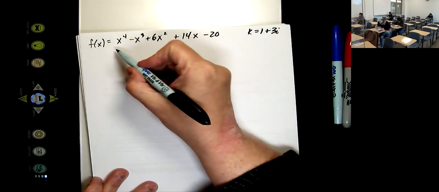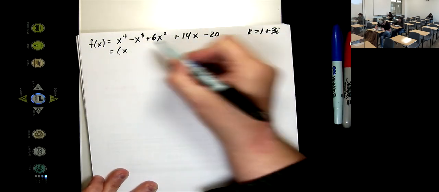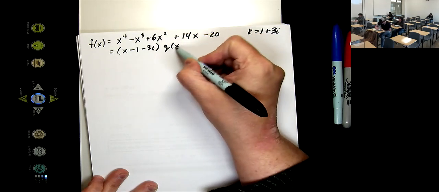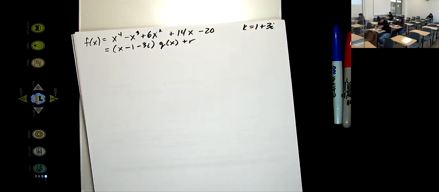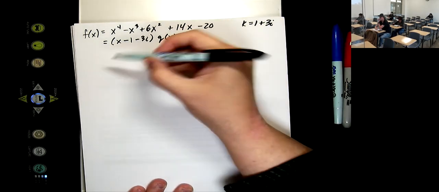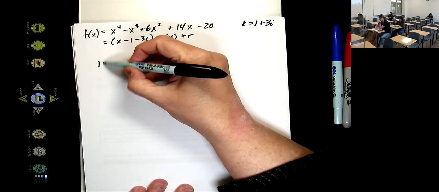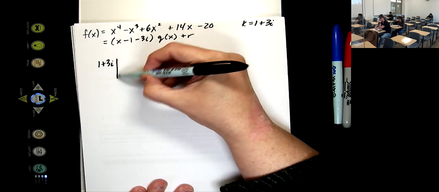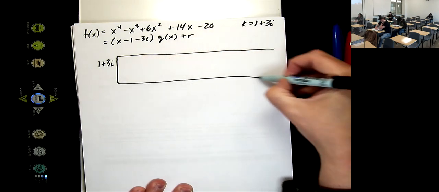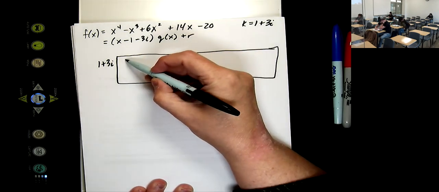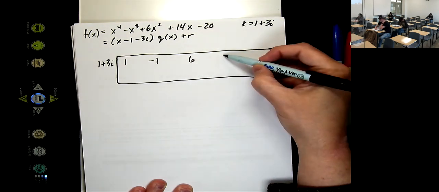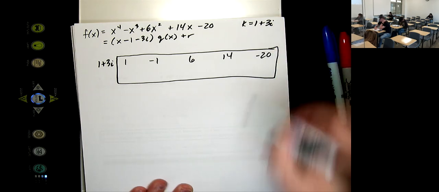So if I do x minus k, this is really x minus 1 minus 3i times q of x plus r. That's what we're really working on here. We're going to do the synthetic division now. So my k is my 1 plus 3i. And I suggest you give yourself some space, especially with complex numbers, and you write the coefficients. You want to have room to work with the complex part.